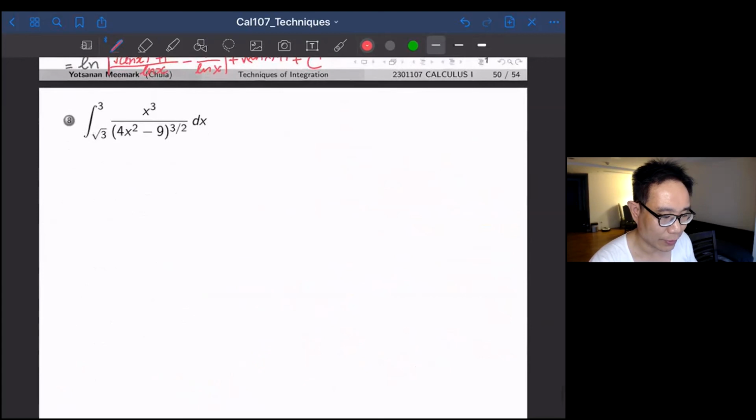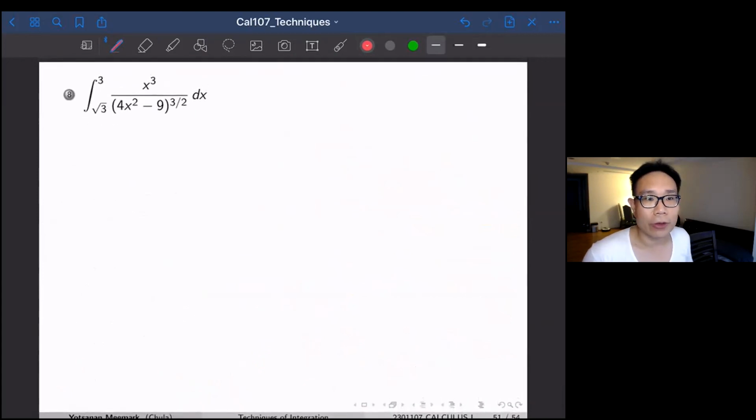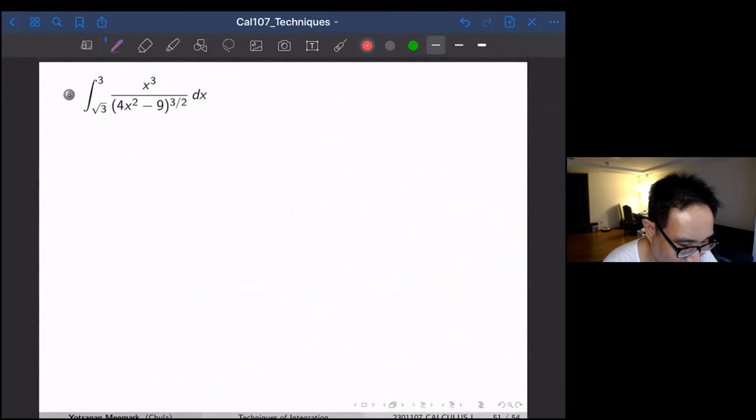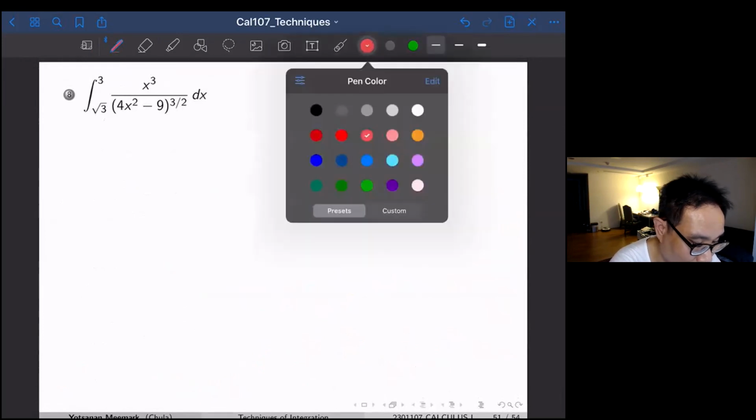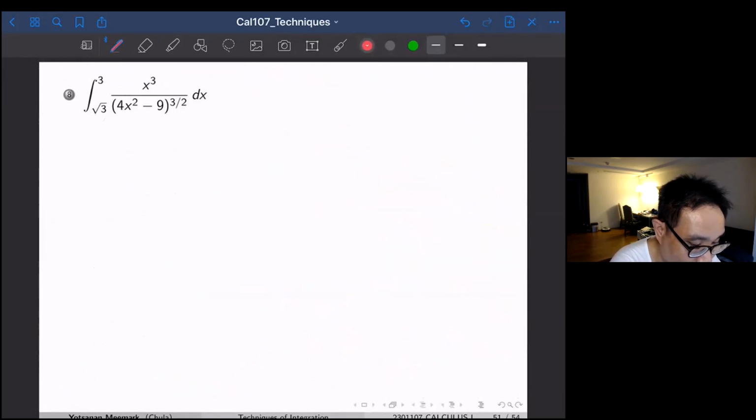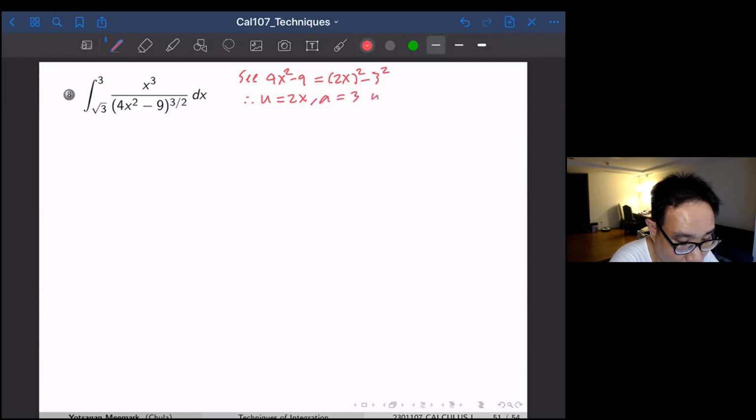Let's do the last question. Last question, you'd like to integrate from square root 3 to 3 of something messy. For this one, you see that you're going to use secant. It's pretty clear. You're going to see 4x squared minus 9, so this is 2x squared minus 3 squared. So you have u equal to 2x and a equal to 3, and you will use secant theta.